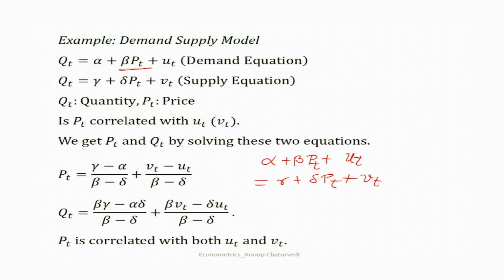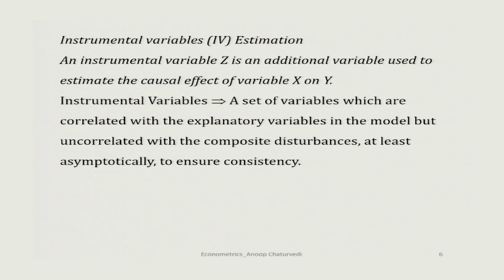And from here you observe that this p_t is correlated with u_t as well as v_t. So, it is correlated with both u_t and v_t. So, in both the equations this p_t is correlated with the disturbance term, whether you take the demand equation or the supply equation. Now we look for the alternative estimation procedure.